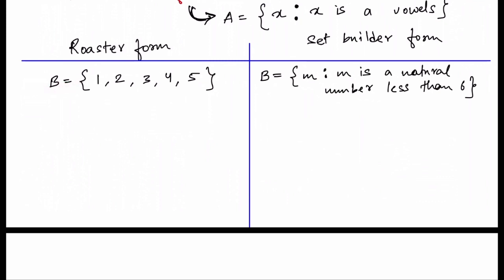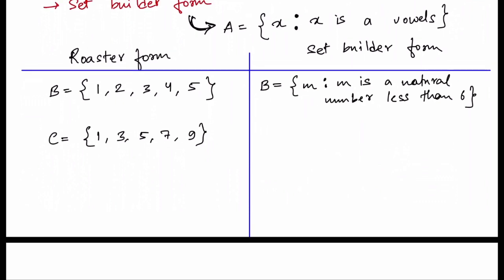Now we will go for the next example. Let's say there is a set C. It has elements 1, 3, 5, 7, and 9. There are again only five elements. But if you see carefully, these are natural numbers, but there are elements missing. Like between 1 and 3, 2 is a natural number which is missing, and 4 is a natural number which is also missing, and 6 is also a natural number which is missing.